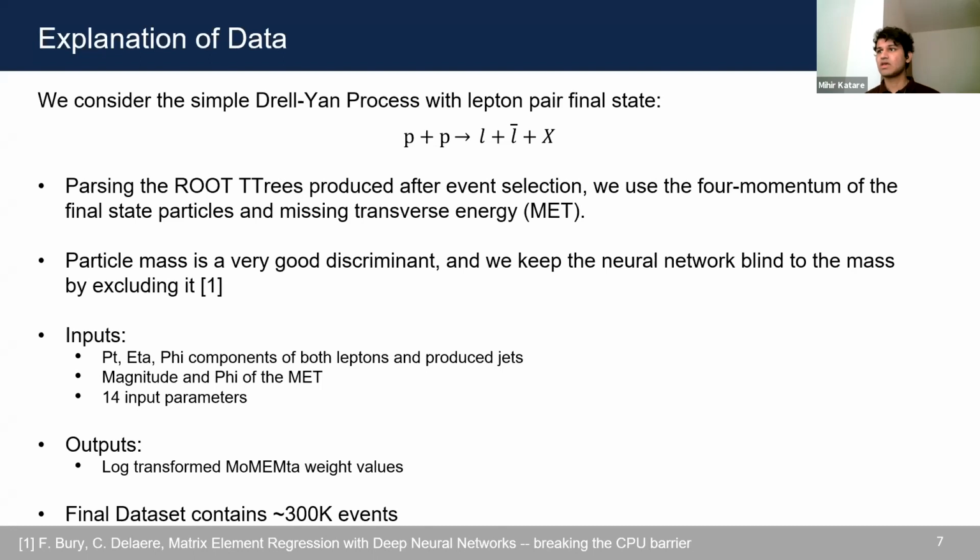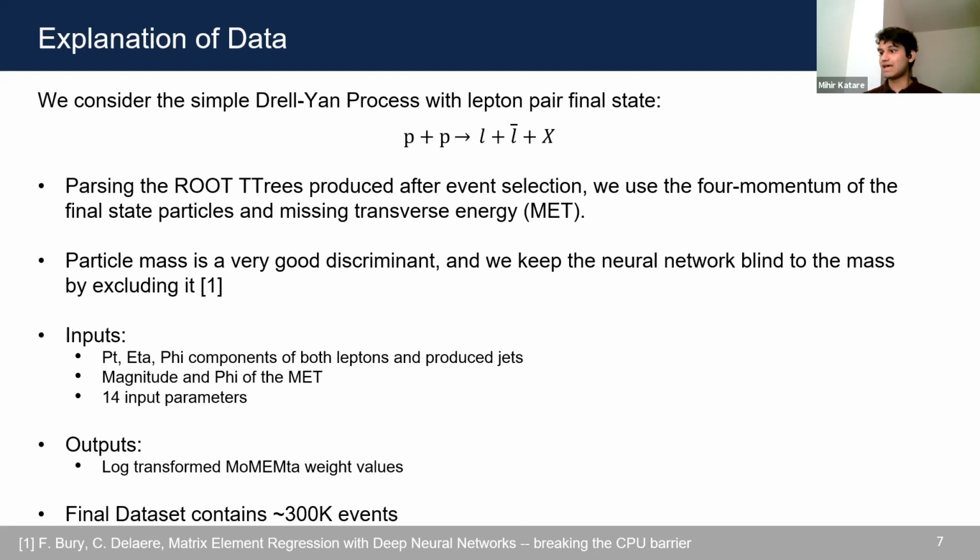And because of this, we decided for generalization and completeness purposes that we would use MET for this analysis as well. We also know that particle mass is a very good discriminant. So we keep the neural network blind to it. We don't want the network to just look at one particular parameter and completely base its predictions on it. So for generalization, we exclude that parameter. So this is what the inputs finally look like. You have the transverse momentum, you have the eta or the pseudo rapidity, you have the phi components of both the leptons and the 2 significant produced jets, and you also use the magnitude and phi of the MET. This gives us a total of 14 input parameters for this process. And the outputs are simply the negative log transform momenta weight values that we got from the pipeline originally.